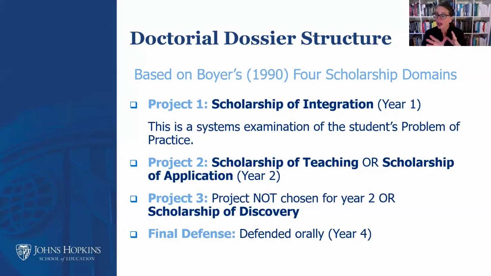Then in the second year, they can take one aspect of the system and focus on that for project number 2. Students then have a choice that second year, because now they've done their full examination of the problem. In year 2, they can choose a scholarship of teaching or a scholarship of application, depending upon their goals, their particular interests, and what they think is going to be most impactful for their context. Again, context meaning their actual institution or the broader field. For project 3, the choice is whatever you did not choose for year 2, or a scholarship of discovery, which is a more typical, I'm going to go out and collect empirical data.